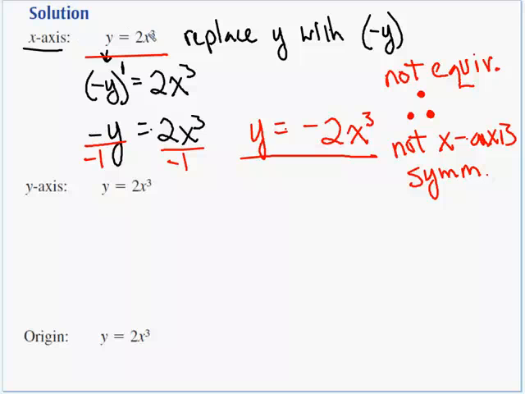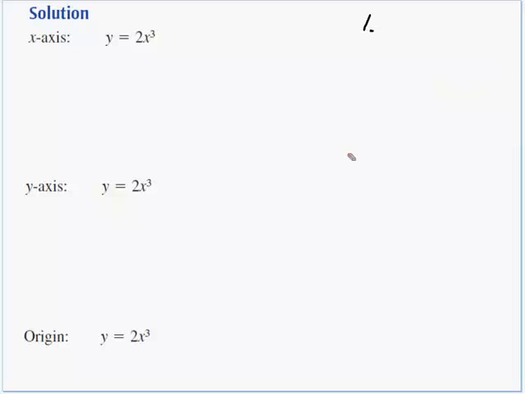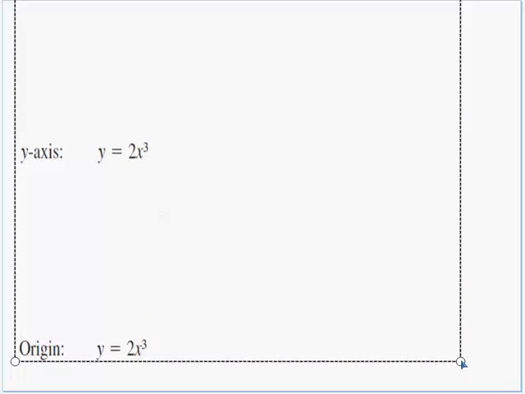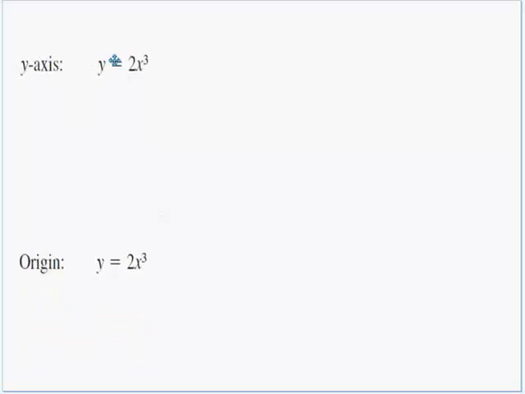So we did our test. We replaced the y with a negative y. We did not get an equivalent equation. Therefore, we are not symmetric to the x-axis. All right, well, x-axis didn't pan out. Maybe we'll have more luck with the y-axis, and I'll give myself a little more room here. So let's check out the y-axis.